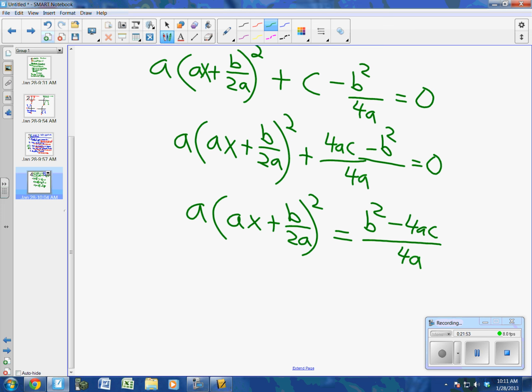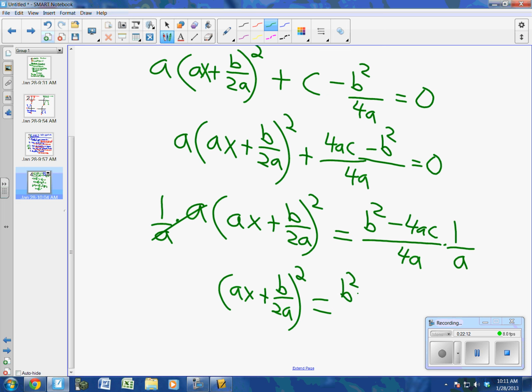And then I've got to divide both sides. I'm going to times both sides by 1 over a. And those are going to cancel out. And I'm going to get ax plus b over 2a squared equals b squared minus 4ac all over 4a squared, because I times the bottom by a.